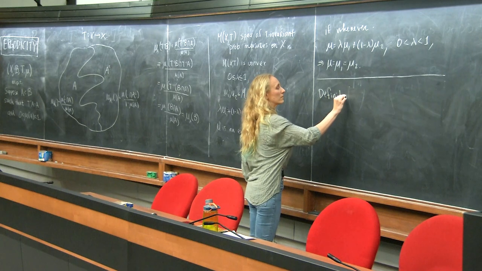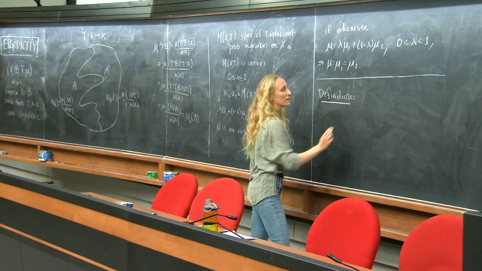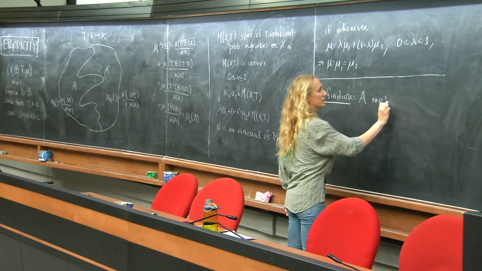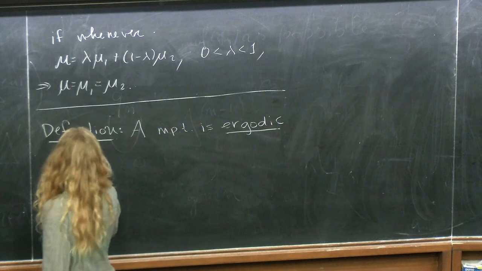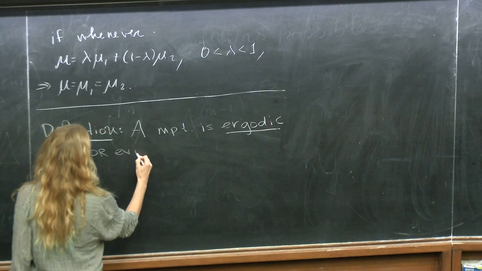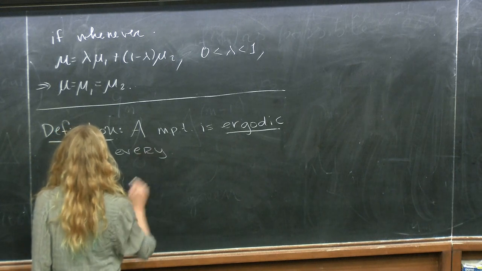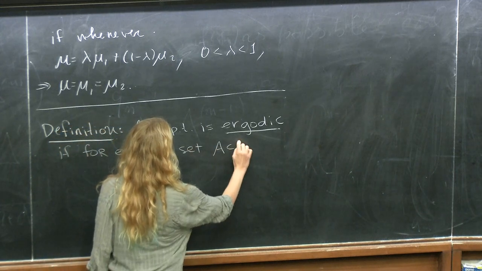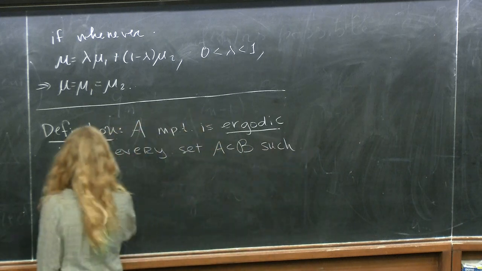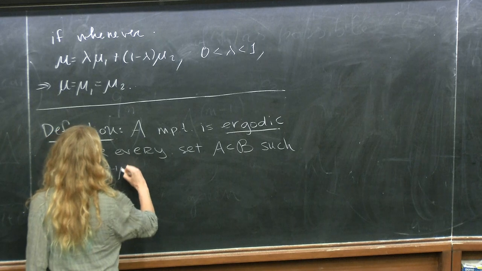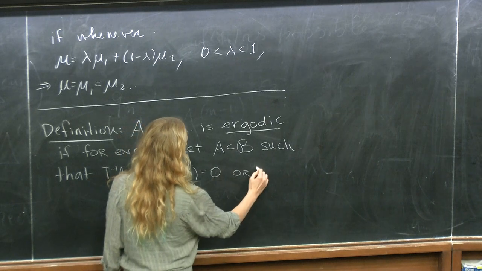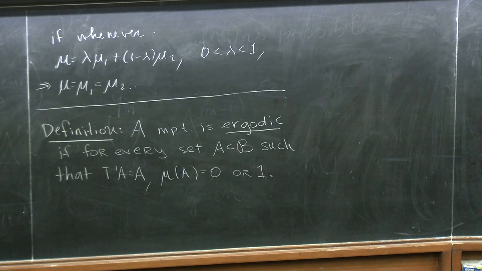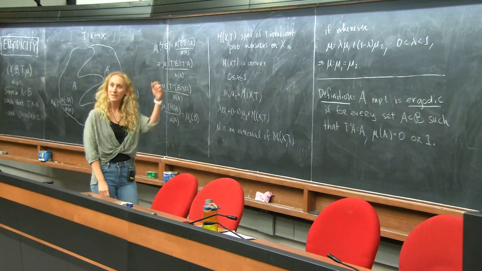So a measure preserving transformation is ergodic if for every set that's T-invariant, so for every set A such that the inverse image of A equals A, the measure of A is 0 or 1. Okay?